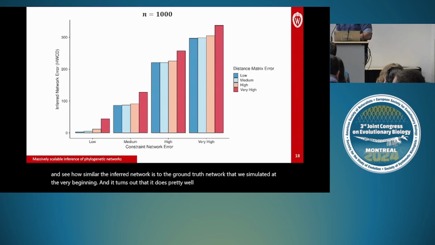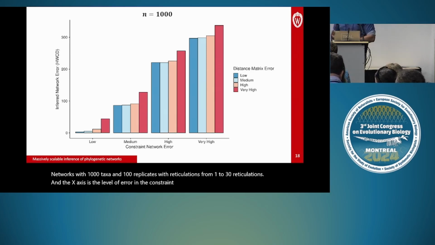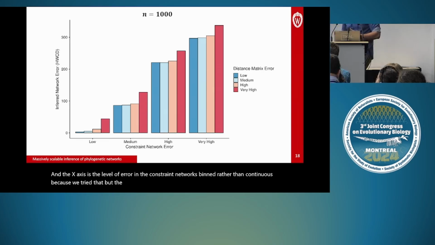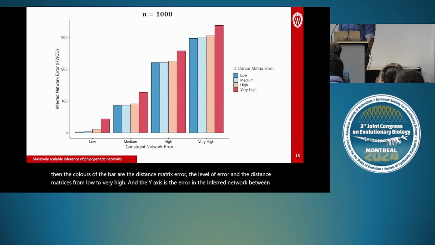So these are some results for networks with 1,000 taxa and 100 replicates with reticulations from 1 to 30 reticulations. And the x-axis is the level of error in the constraint networks, binned rather than continuous, because we tried that, but the figures were not very legible. So low to very high, and then the colors of the bar are the distance matrix error, the level of error in the distance matrices from low to very high, and the y-axis is the error in the inferred network between the ground truth in hardwired cluster distance.